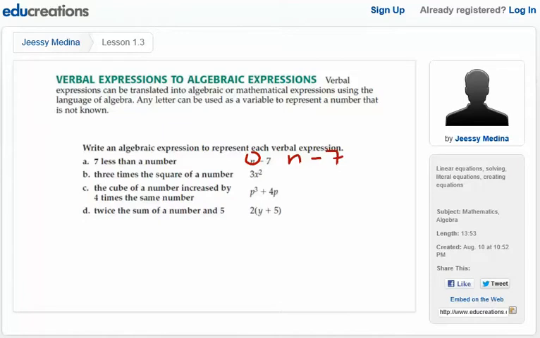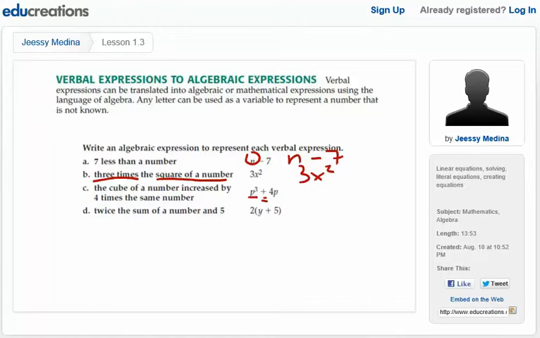3 times the square of a number. Well, you have a number, and it is squared, so that's x squared right there, and we're going to multiply it by 3. So that's why we get 3x squared. The cube of a number increased, that's addition right here, by 4 times that same number, so 4p. So p cubed plus 4p.